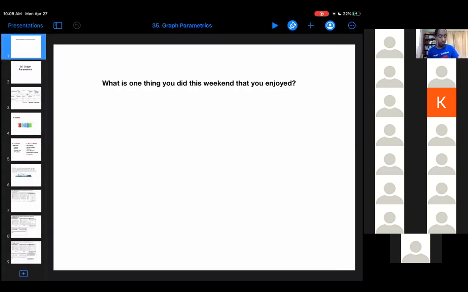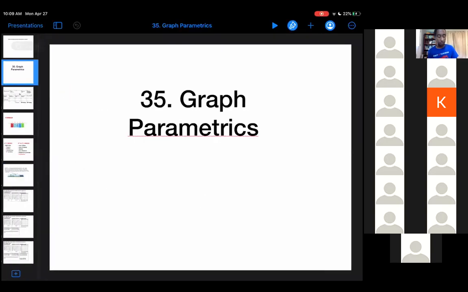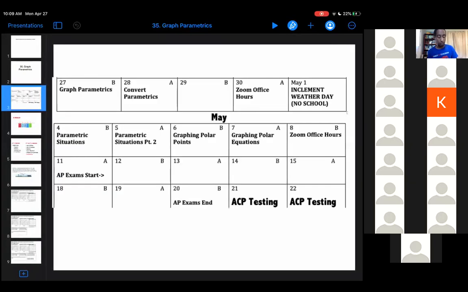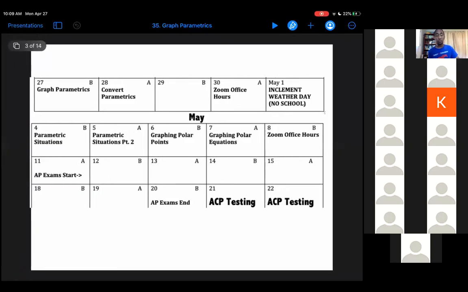All right, we'll go ahead and get started. So this is lesson number 35 on graphing parametrics. This is a new unit. Here's where we're at in the calendar as of now. It's crazy, we're really getting close to the end here.